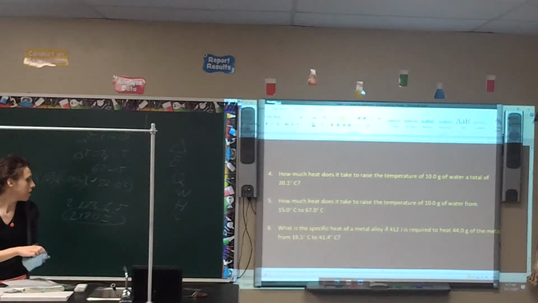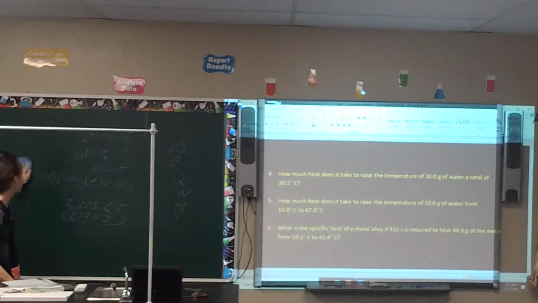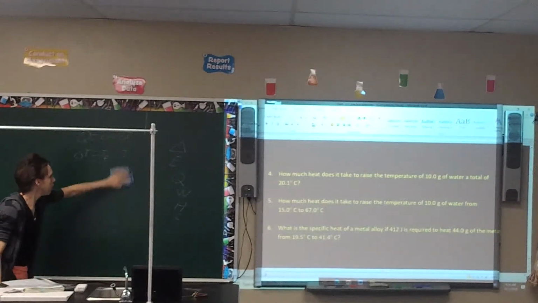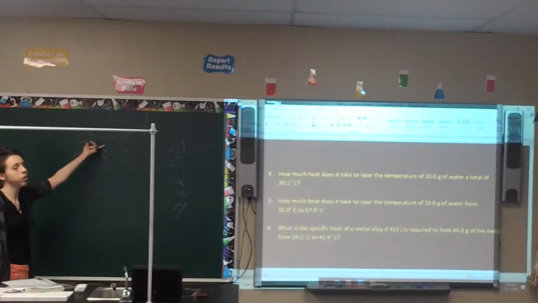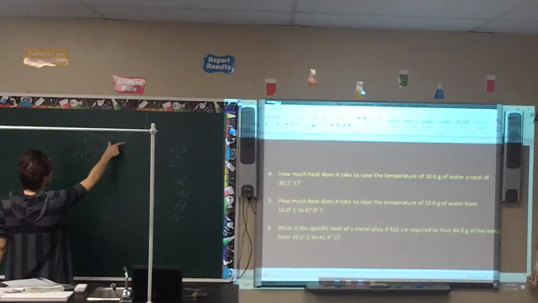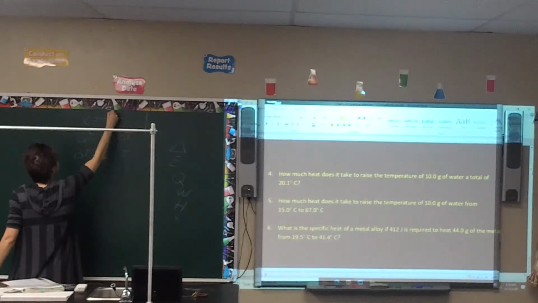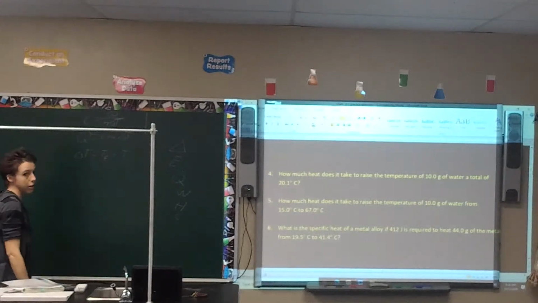Alright, number 6. What is the specific heat of the metal if 412 joules is required to heat 44 grams of the metal from 19.5 degrees Celsius to 41.4 degrees Celsius? So we're finding specific heat. How do I rearrange this equation to get specific heat? To find specific heat, instead of multiplying by the mass and temperature, I just divide. So I put the equation back in the original form: C equals Q over M delta T.